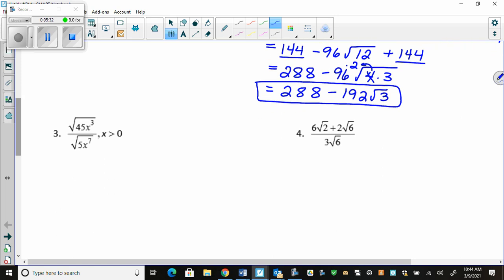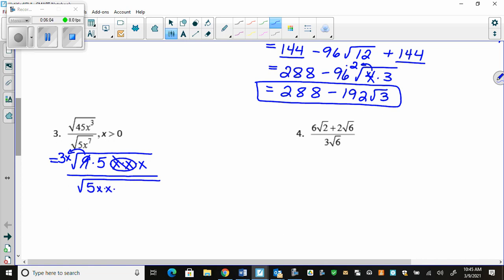All right, so we want to get rid of root 5x, and then we have root 45x cubed. But before I do any of that, what did I tell you we should always try and see if we can do? Simplify. So root 45x cubed, I can break down into 9 times 5 times x times x times x. The 9 comes out as a 3, and 2 x's come out as 1, and they're gone. And then on the bottom, I have root 5.